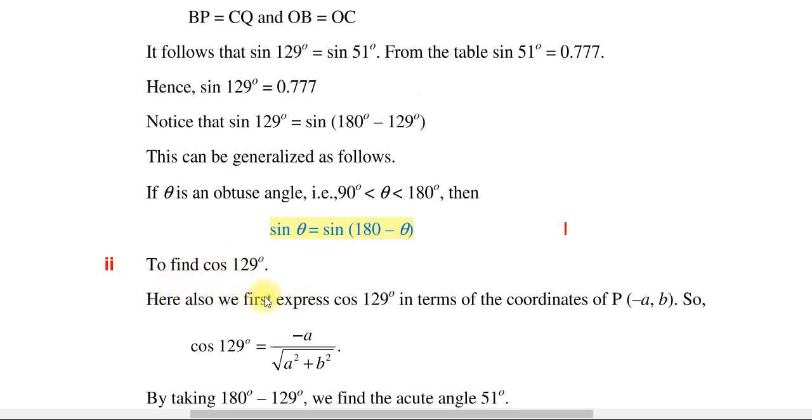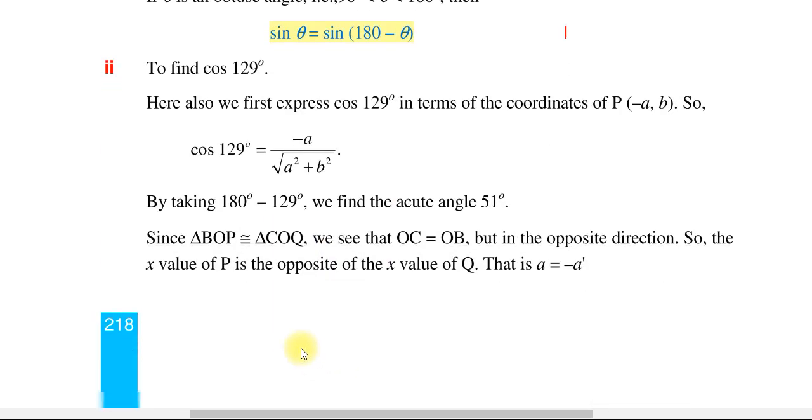To find cos 129, we also first express cos 129 in terms of the coordinates of P, minus A, B, so that cos 129 is equal to the negative of A over the square root of A square plus B square. So by taking 180 minus 129 we can find the acute angle.